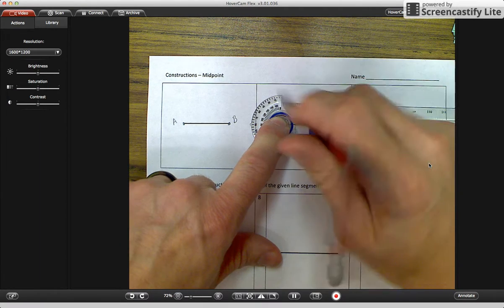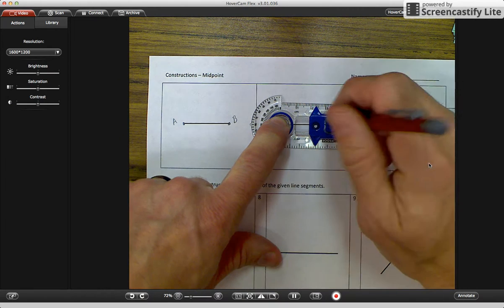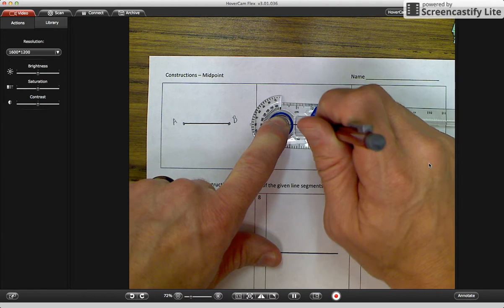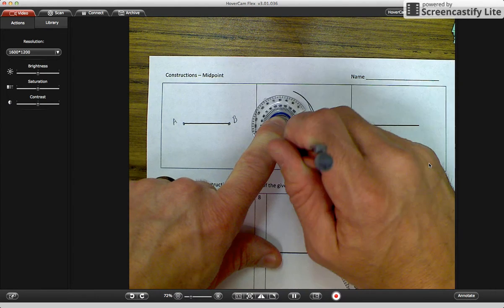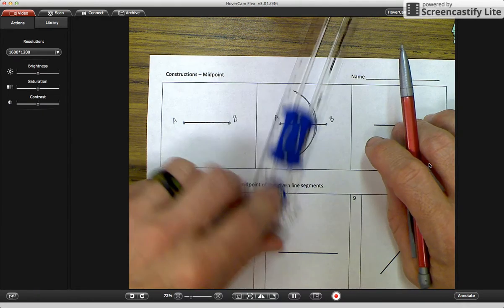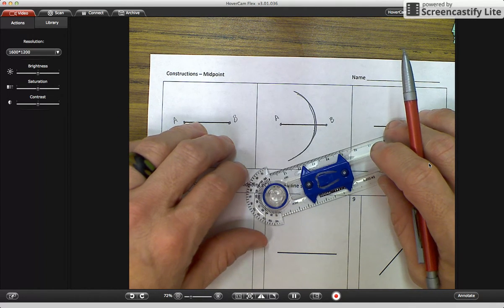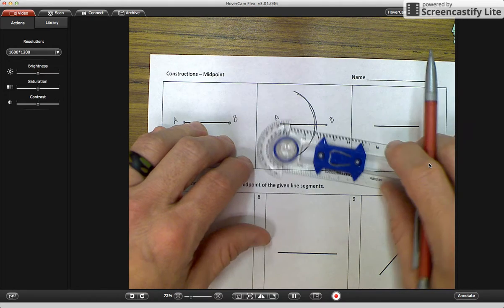Then, holding the left side down over your endpoint A, we're going to stick our pencil into this hole and we're going to make an arc. Make sure you hold the endpoint down and make your arc. It should look something like that. That's not the greatest arc. It should probably be a little bit cleaner. I didn't hold it down strong enough.